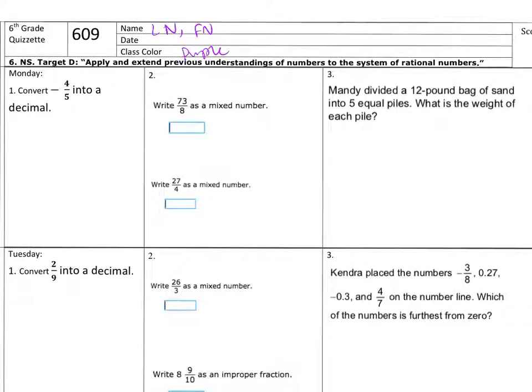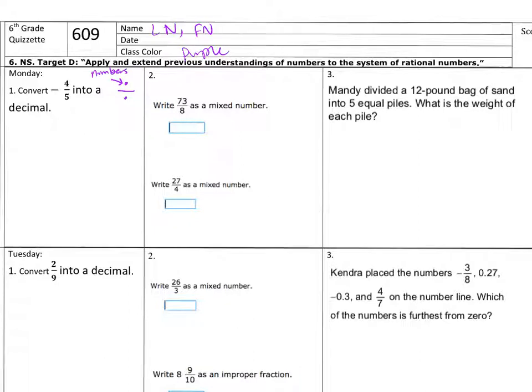Number one says convert negative 4/5 into a decimal. Now I remind you that the division symbol, make sure you write this down, those dots represent numbers. So if you fill those dots with numbers, it just looks like a fraction. So that's another way to reinforce that fractions mean division.